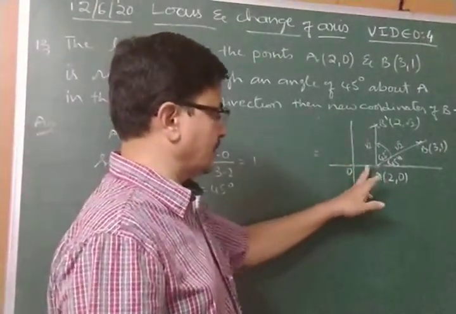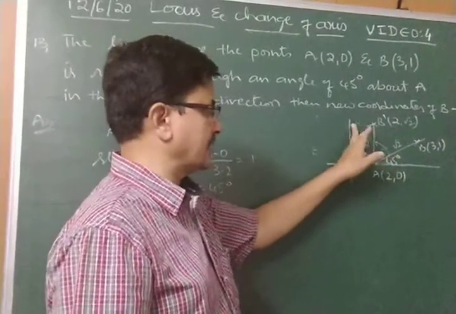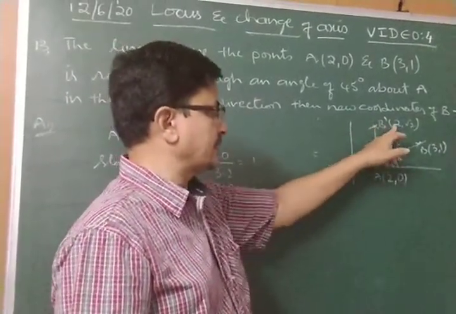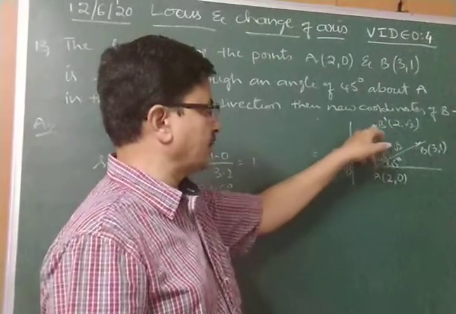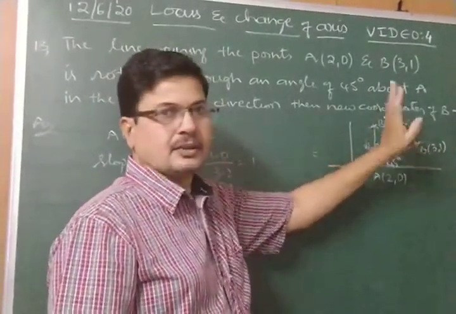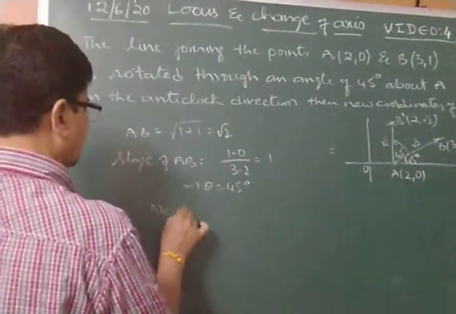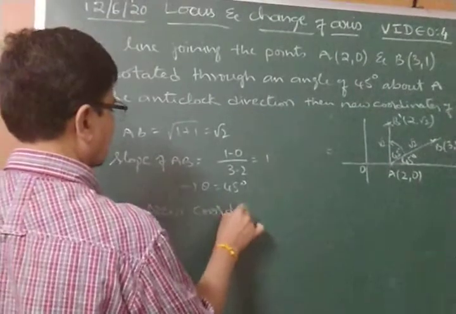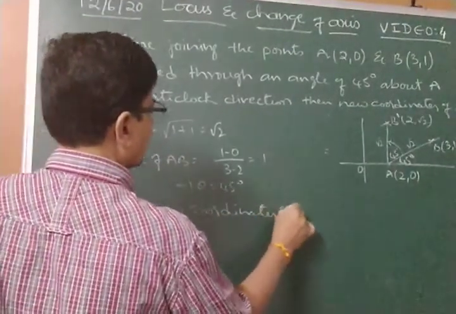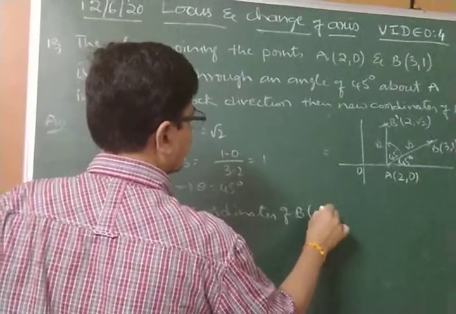Where A is 2 units distance from origin, so B is also 2 units distance from origin. So here the x coordinate is 2. And the distance from A to B is root 2, so the y coordinate of B is root 2. Therefore the new coordinates of B are (2, root 2).